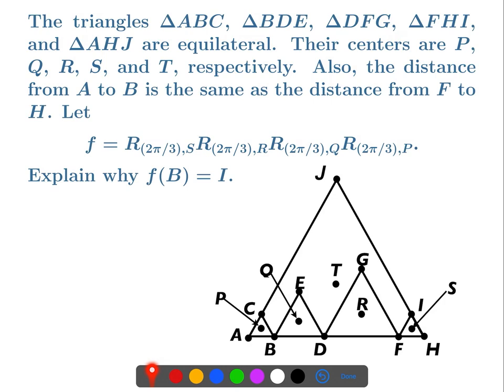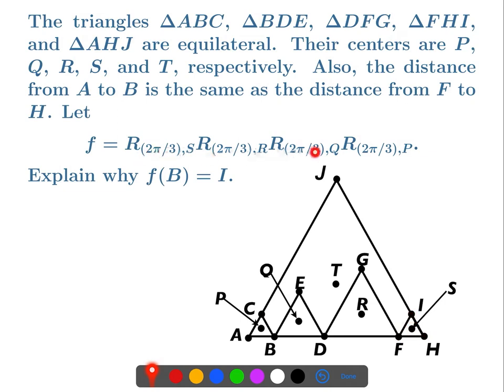And we also are given that the length AB is the same as the length FH here. So that means that each side of this triangle, since they're all the same, is the same length as each side of this triangle.